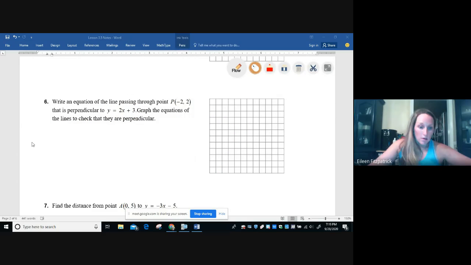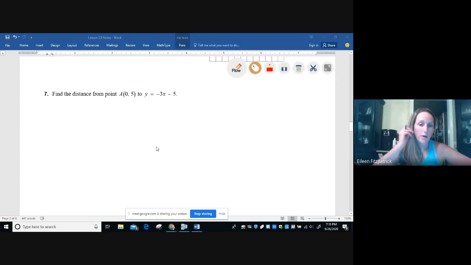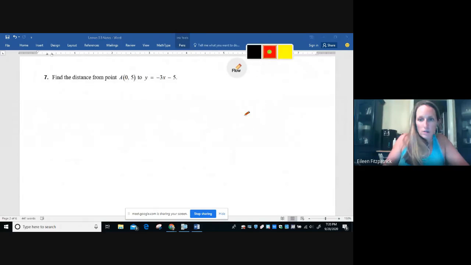Right. Okay. It says find the distance from point A to the line y equals negative 3x minus 5. Okay, this is a multi-step problem. In order to find the distance from a point to a line, I'll just show you something real fast.